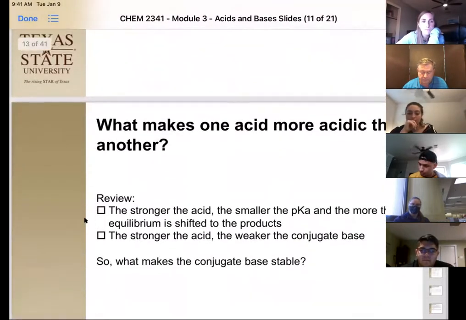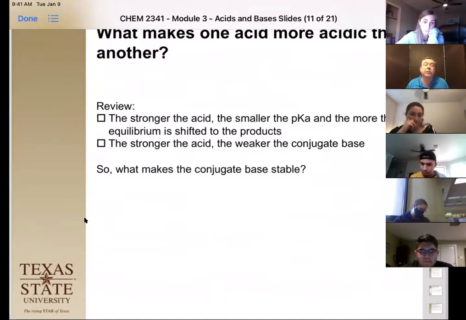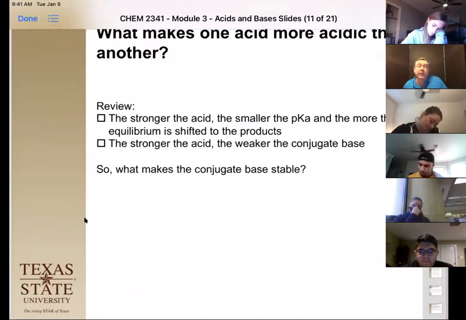All right. So when thinking about this, the stronger acid is the one with the lower pKa number. And therefore, you want to shift to products with higher pKa numbers. That way, you'll know that you have shifted to the less acidic compound, and that's why we move in that direction. So what makes the conjugate base stable?